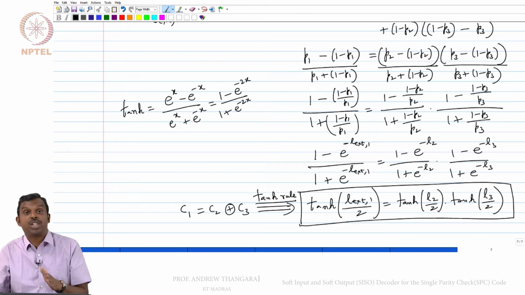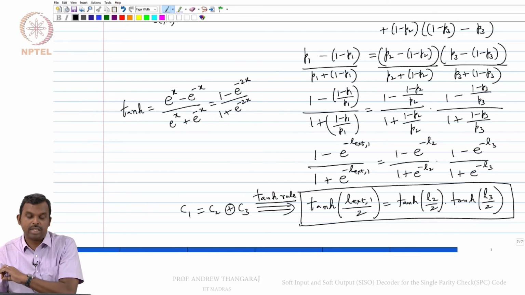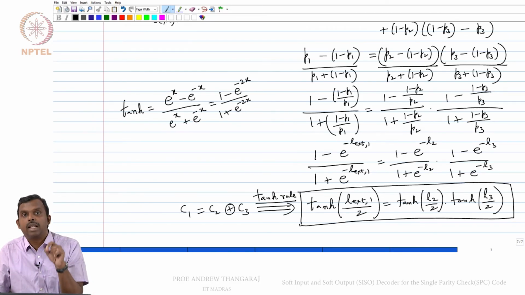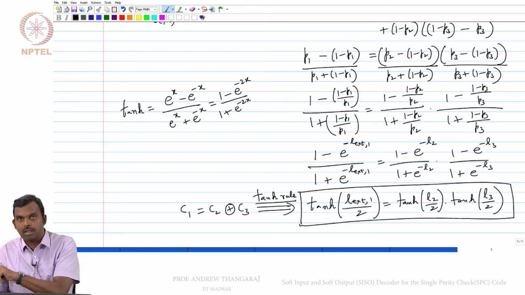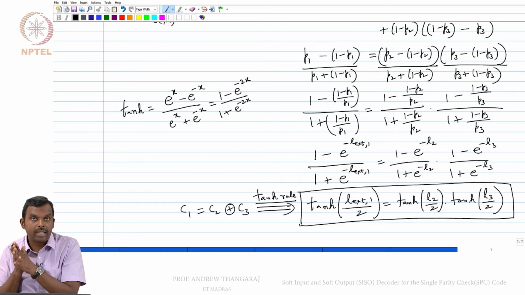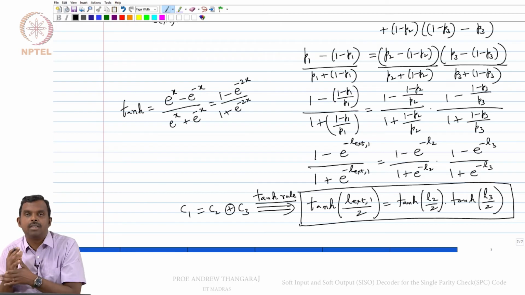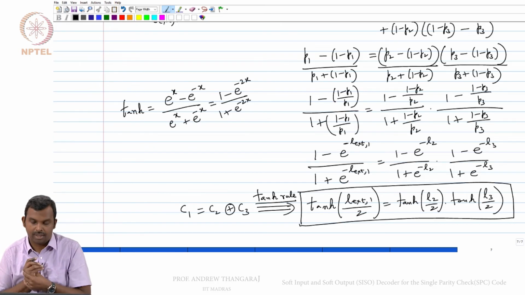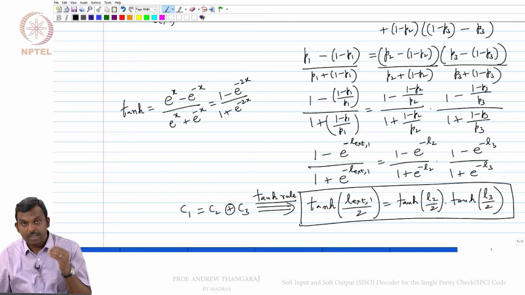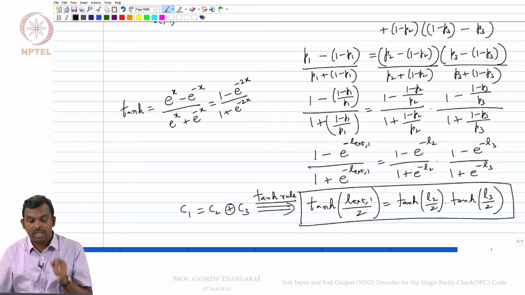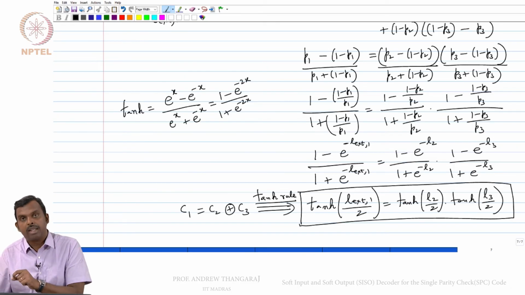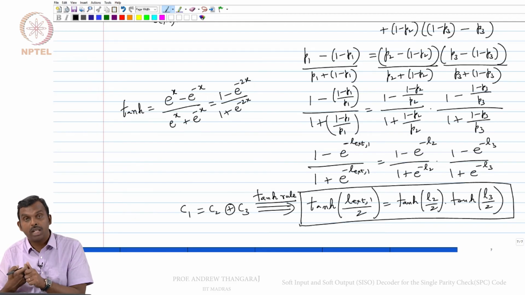You remember in the repetition code, when C1 and C2 and C3 were the same, the extrinsic was simply Lext1 equals L2 plus L3. Okay, you just added the two. In the repetition code, you add the other incoming LLRs to get extrinsic. In the SPC code, single parity check code, when you have C1 equals C2 XOR C3, given L2 and L3, what is Lext1? You have to use the tanh rule. Tanh of Lext1 by 2 equals tanh of L2 by 2 times tanh of L3 by 2.